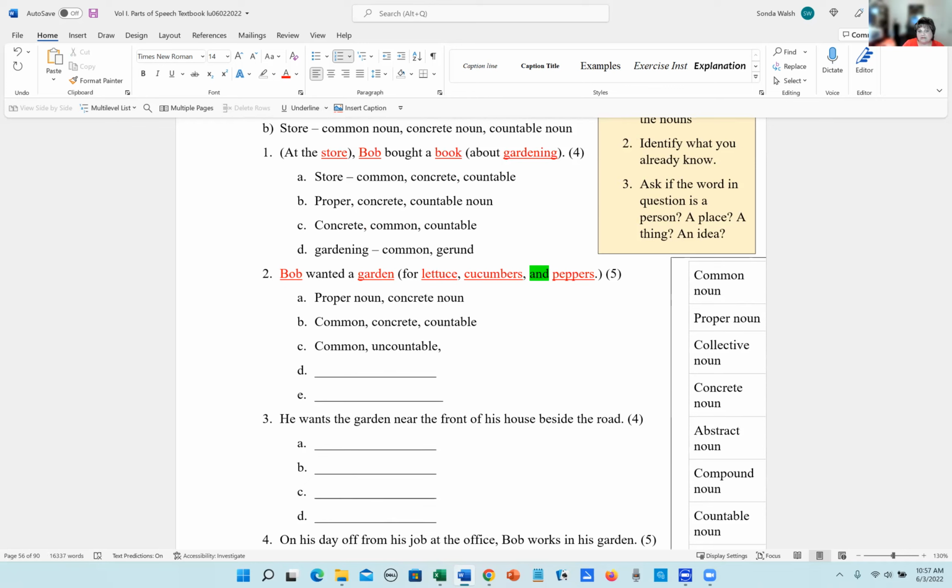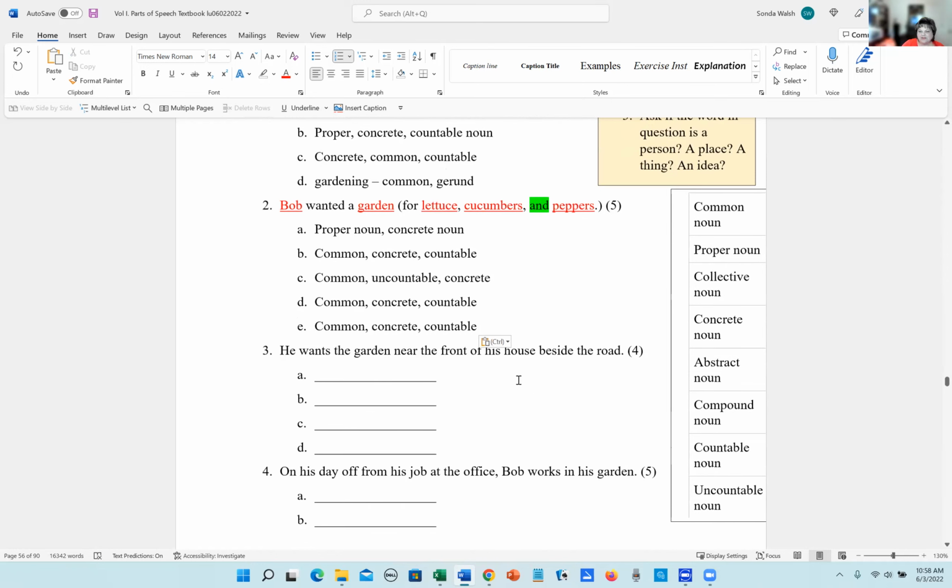And it is concrete. So we're going to go ahead and do D because it's a little different. Cucumbers is a common noun. It is a concrete noun, and it's already got an S, so it's countable. And same as peppers. It's the same, very, very same thing. I hope you guys are getting this. It's not real hard, but it is something you kind of have to process through and think through. Okay, let's go to number three.